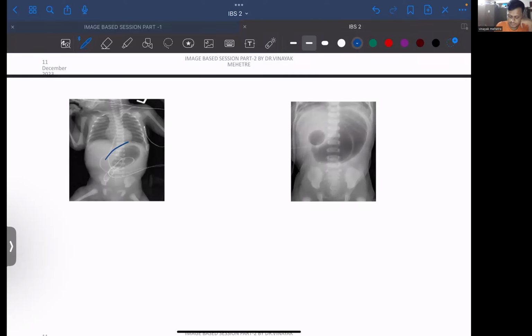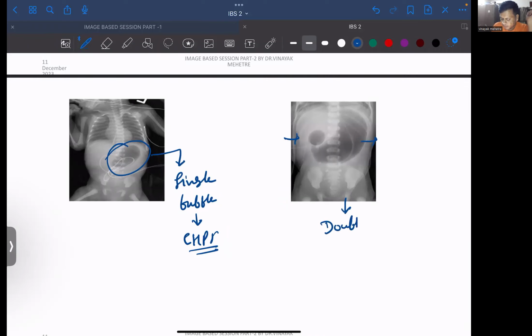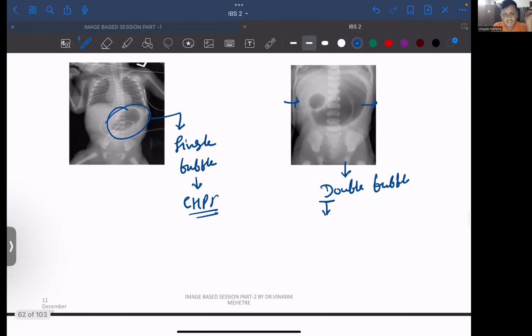Take a look. Only one bubble is called as single bubble. It is seen in congenital hypertrophic pyloric stenosis. Then comes two bubbles, which we will call double bubble. Examiner's favorite. D goes with D, that is duodenal atresia. This everybody knows.